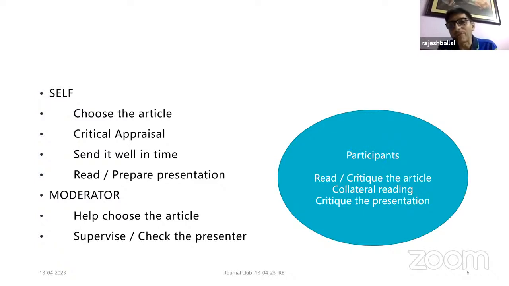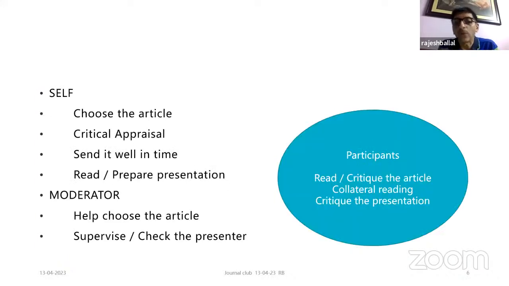What's the role of the moderator, the staff member concerned? You should ideally help to choose the article and supervise and check the presentation. The participants also are equally important. We said you must have the collateral readings. Critiquing an article takes a little time, and critiquing the presentation will come easier than critiquing the article. I must stress the word critique here. Nowhere is it said that the moderator or the participant must criticize. There's a little bit of difference in English, but it makes a hell of a difference for the person who's presenting the journal. Next slide, sir.